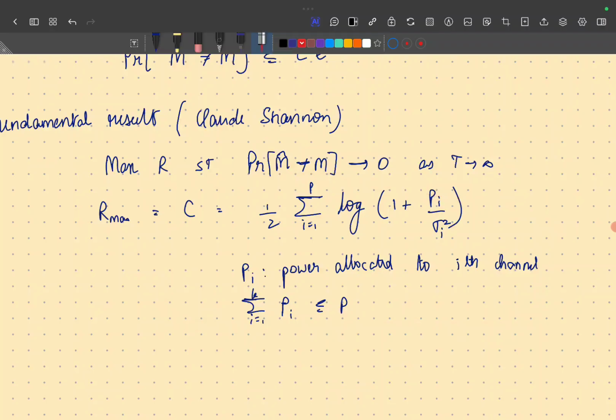But in practice, capital T can be anywhere between the range of, let's say, at least a few thousands to, let's say, 10,000 or 100,000. Okay.